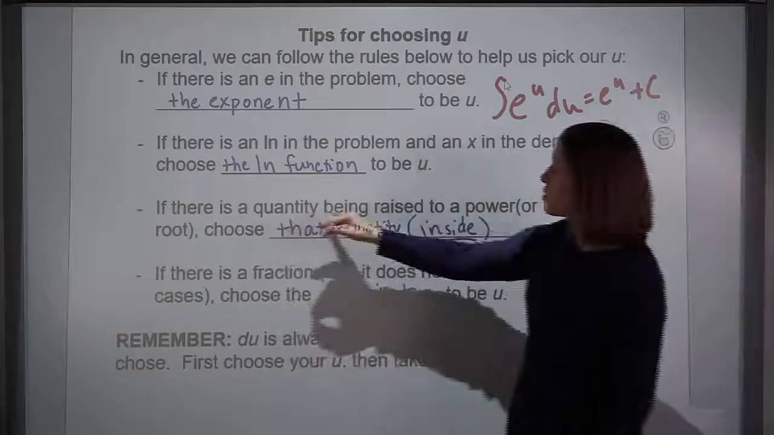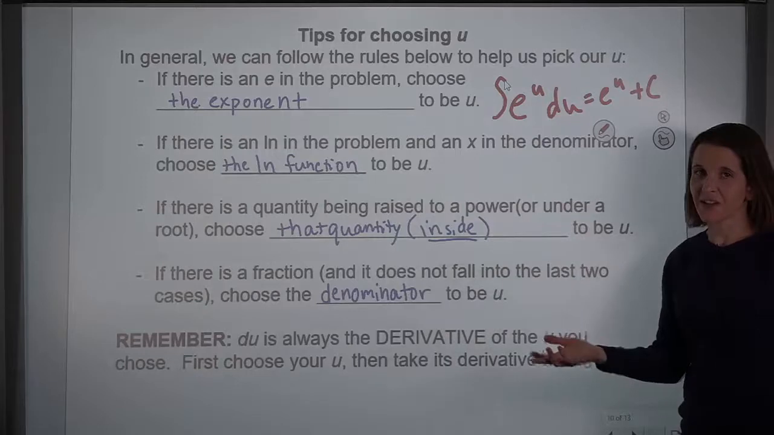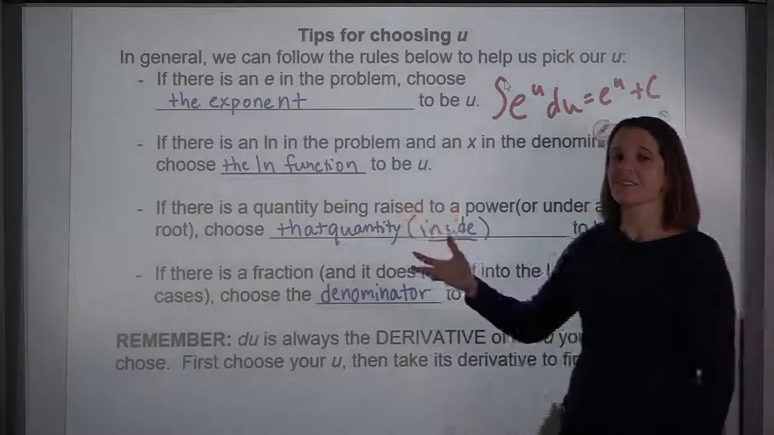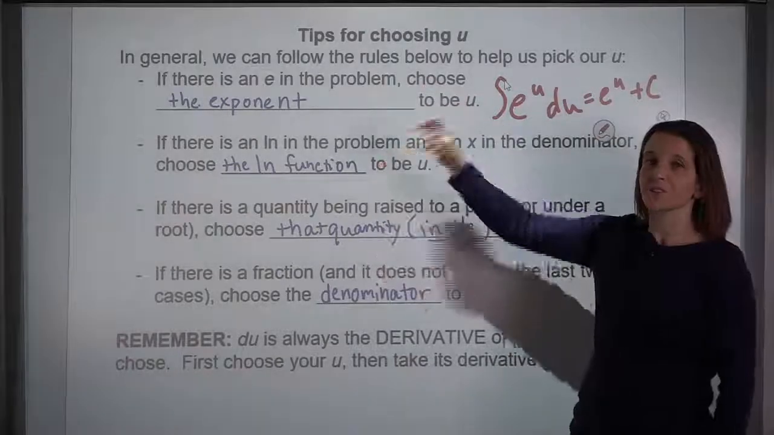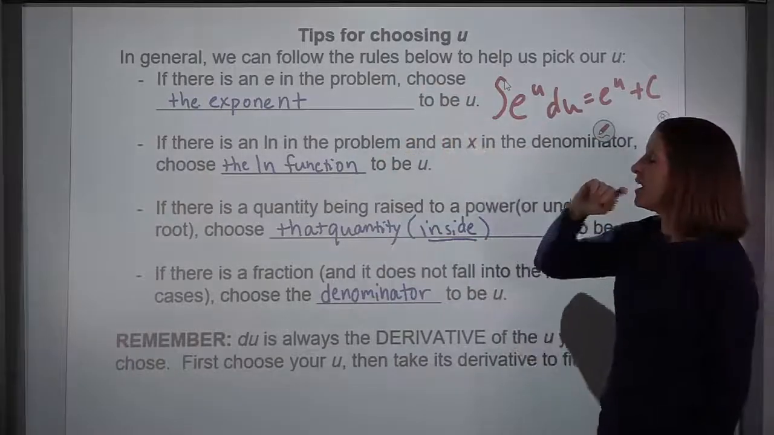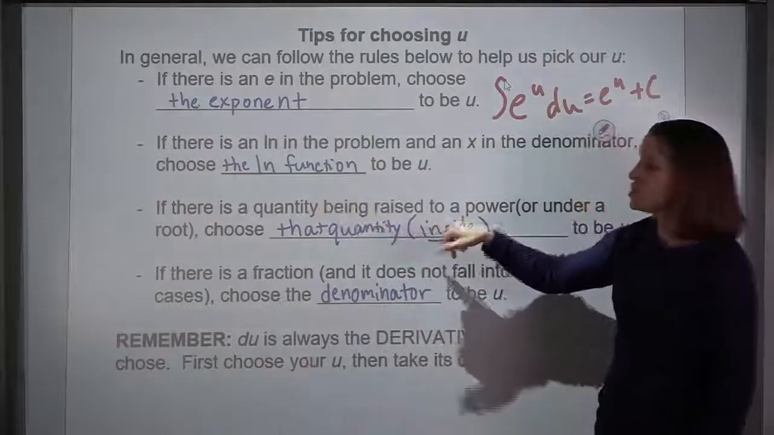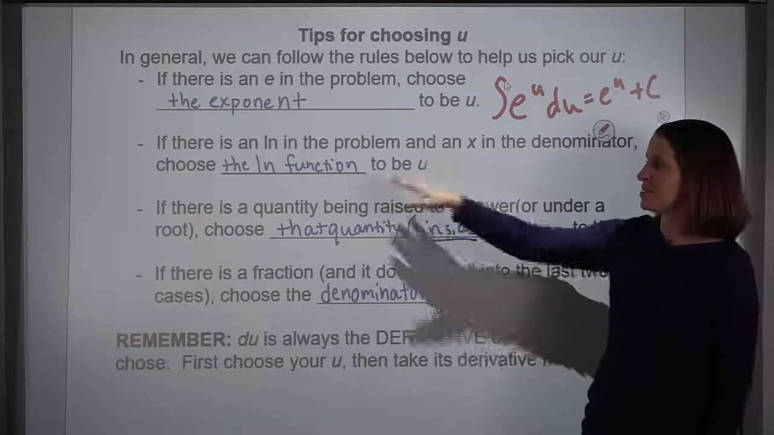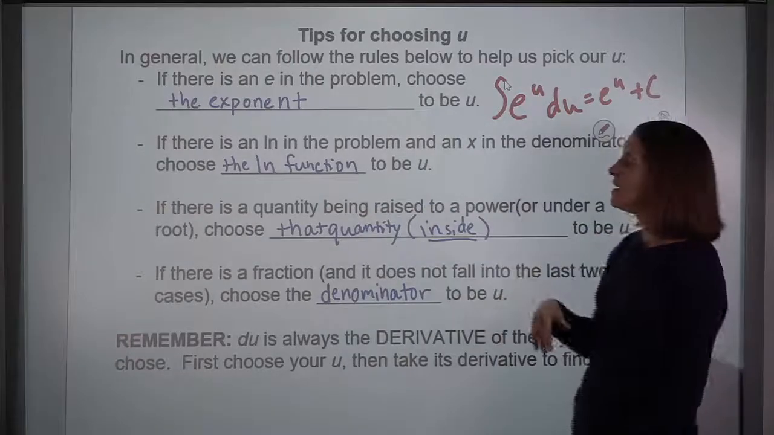Okay, if there is a quantity being raised to a power or under a root, which we know is in fact being raised to a power, a fractional power, choose that quantity. So that's actually the easiest one, but I do kind of want you to check these other things first, because if there's an e there, it's definitely that. And we do want to kind of separate out the ln, because we saw that we don't want to just pick the parentheses that represents its inside necessarily, that we want to pick the entire ln function. So I do have a method to my order here, okay?